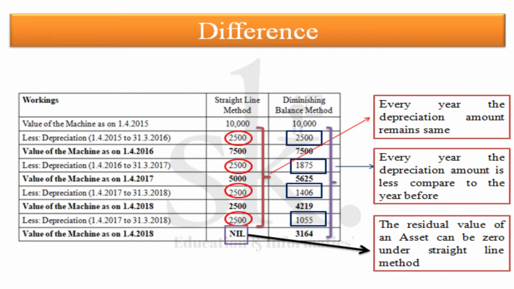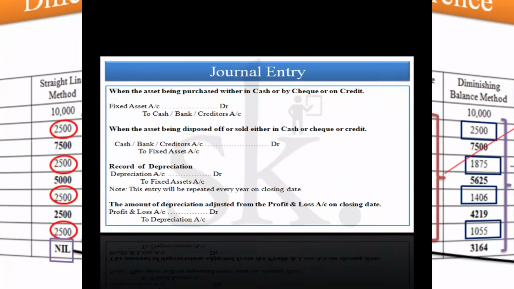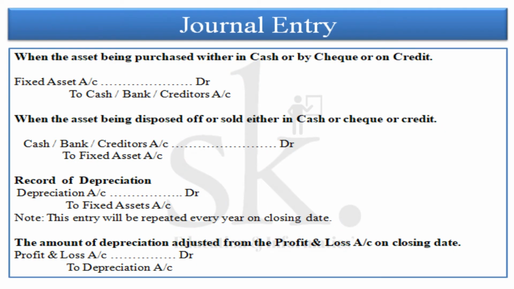Let's understand the journal entries which are associated with depreciation. First, when the asset is being purchased, either by cash or by cheque or else on credit, we know the journal entry will be fixed asset account debit to cash, bank or creditors. That means you have purchased an asset, as per real account, the asset comes in, so fixed asset has to be debited, and cash, bank or creditors has to be credited.